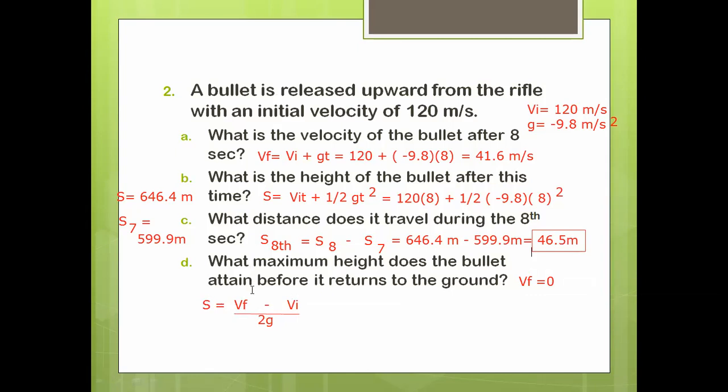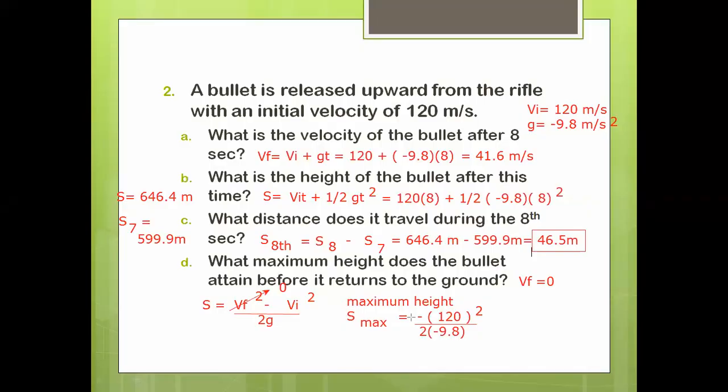Again, Vf is being squared, V sub I is likewise being squared. And since it is going upward, reaching the highest point, we can say that this value now becomes 0. So this one has reached a value of 0, V sub F. So what remains is merely V sub I squared over 2g. So that's how we solve for the maximum.